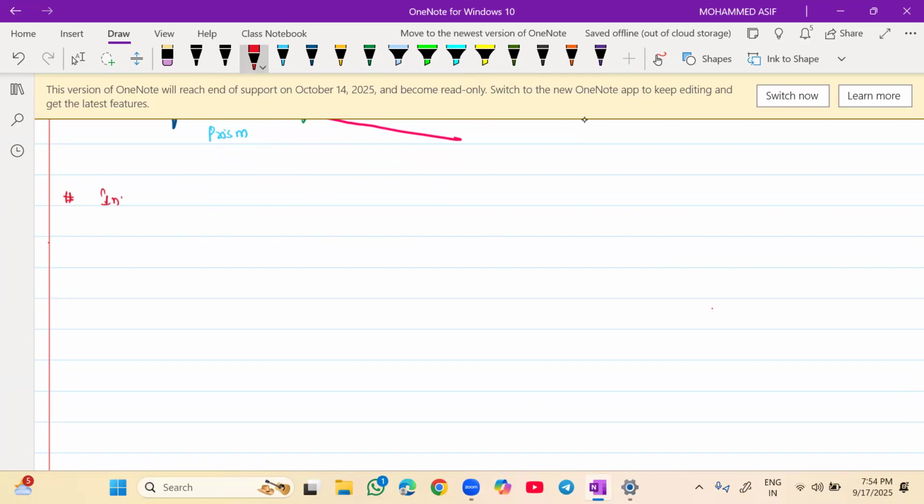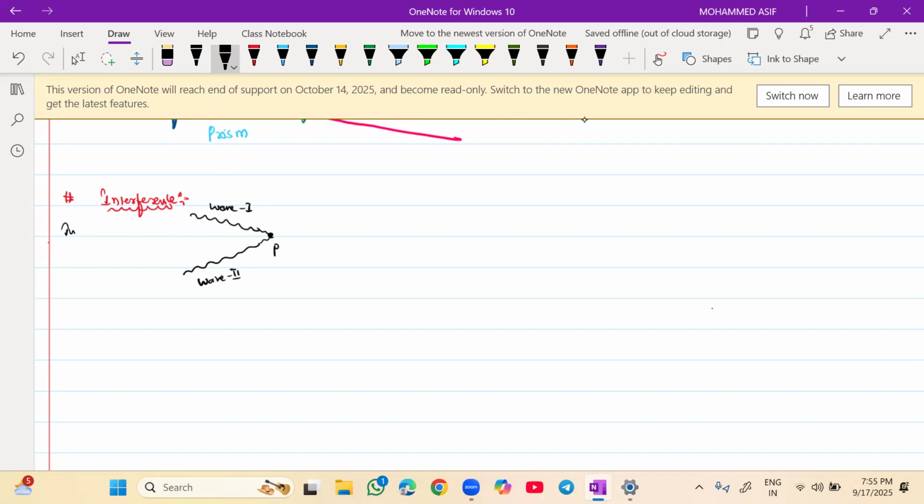Interference. What do you mean by interference? Adding. When two or more waves are adding at one point, say this is a point, from here there is one wave coming, this is your wave 1, and from here there is another wave coming, this is your wave 2. When these two waves meet at point P, point P may get a maximum or minimum intensity. Two waves at the same position and at the same time, that is called interference.